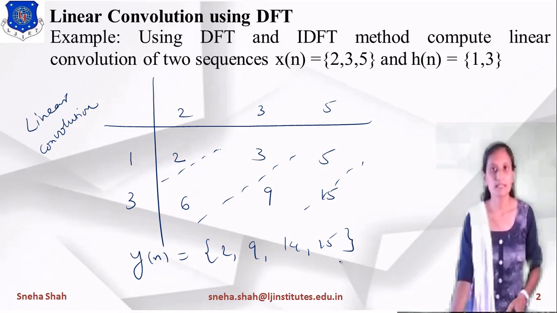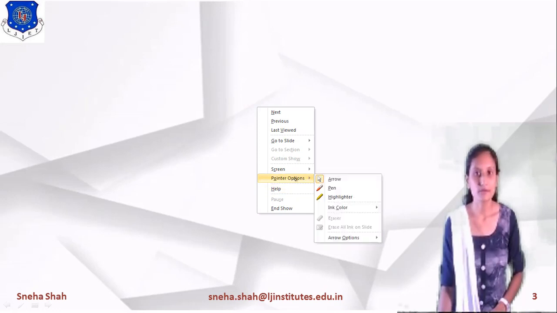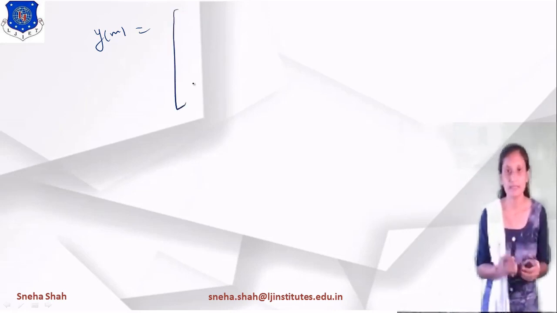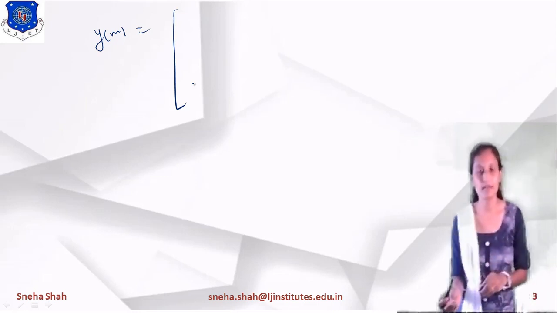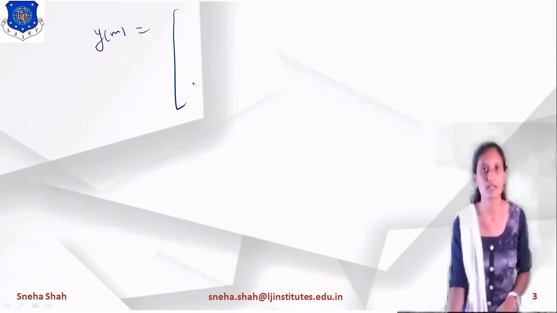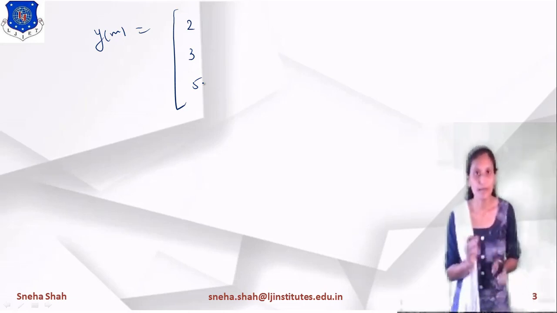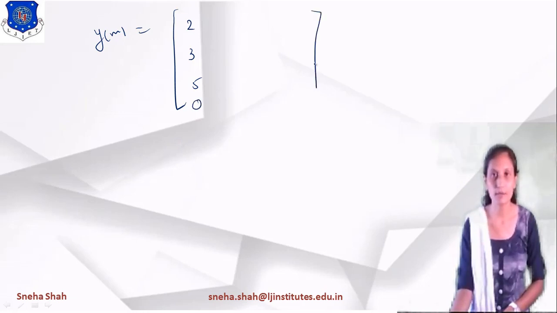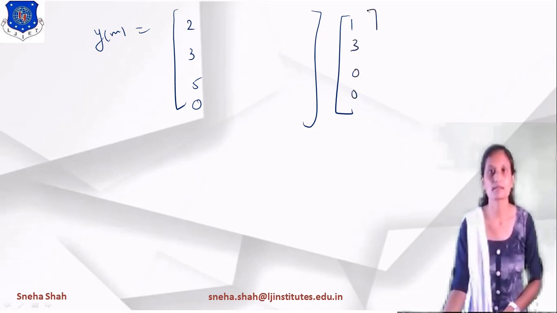Now, if I find the circular convolution of this, then instead of the DFT IDFT method I am using the matrix method just to simplify it. At present we are just checking whether the linear convolution is the same as the circular convolution or not. For that I am taking 2, 3 and 5, right? To compare these two with the same number of terms, I write it padded with 0, and the next sequence is 1, 3, right? So it will be padded with two zeros.